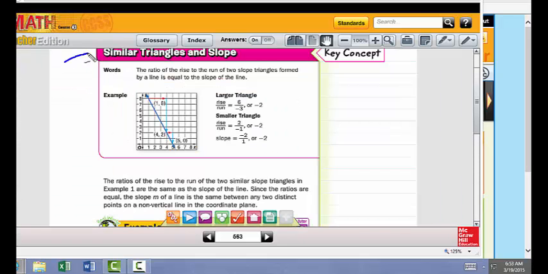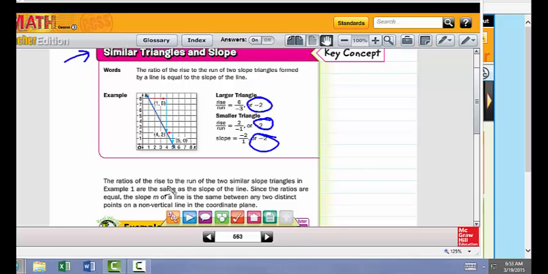Okay, let's look at this concept here, similar triangles and slope. The ratio of the rise to the run of two slope triangles, that's what these are called, slope triangles because they're both on the same line, formed by a line is equal to the slope of the line. So for the larger triangle, we would say that the rise is 6 and the run is -3, or we would have a slope of -2. For the smaller triangle, we can see that the rise is 2 and the run is -1. We're still talking about -2. So the slope in both cases is -2. And you would, of course, say that the slope is the same. Both triangles are on the same line.